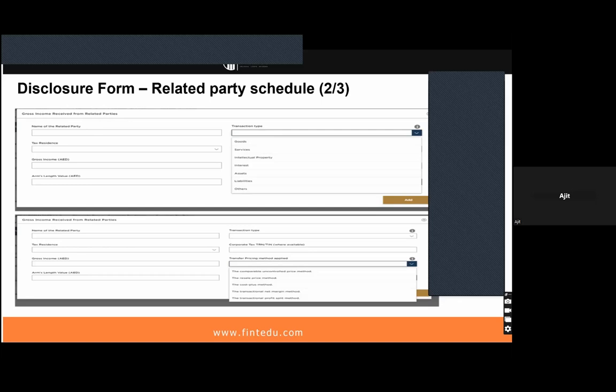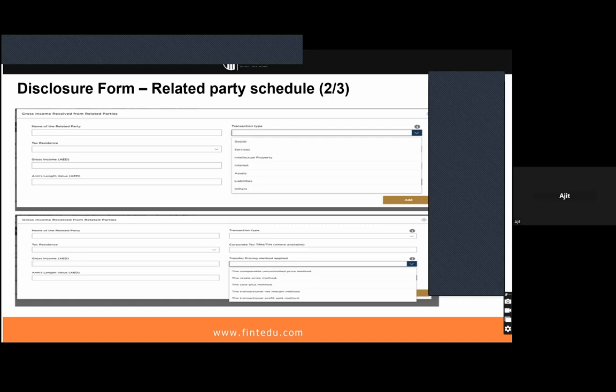Others can be, let's say, a reimbursement, a cost-to-cost reimbursement. There can be some other transaction in the nature of a cost contribution arrangement, which may not be part of this. So there can be various scenarios where the transactions do not fall into these categories, and may come into the others section. So these are the broad transaction types.